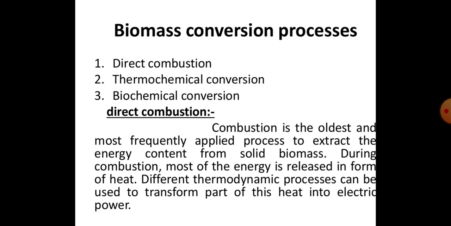First is direct combustion. Combustion, as we know, is the oldest and most frequently applied process to extract the energy content. It's the burning of plants and their residues, the burning of solid biomass. During the combustion, most of the energy is released in the form of heat. We can convert this heat energy and transform it into electric power with the help of various thermodynamic processes, like those we use in a thermal power plant. So various processes convert heat to electric work. This is the first biomass conversion process, direct combustion.